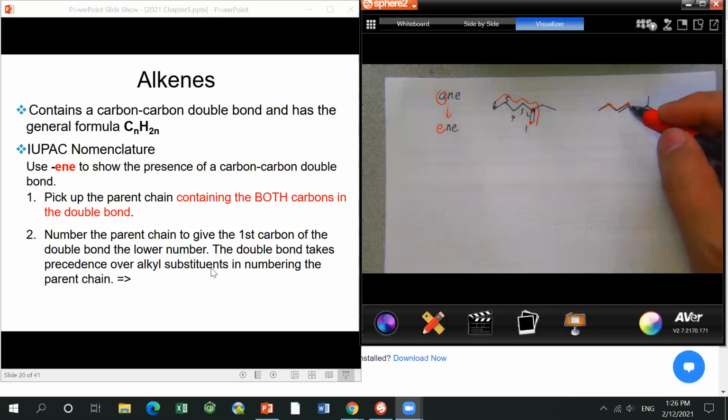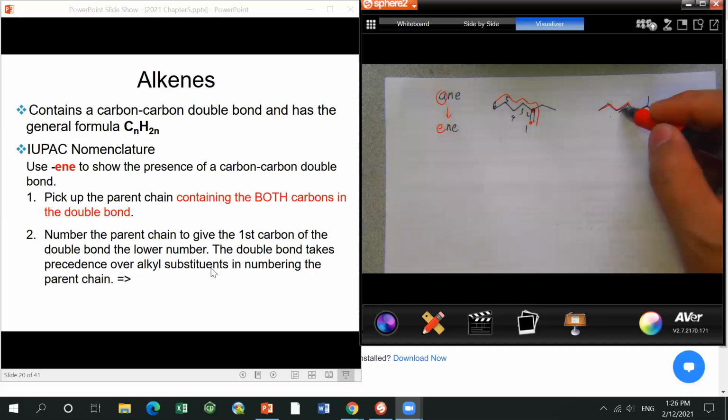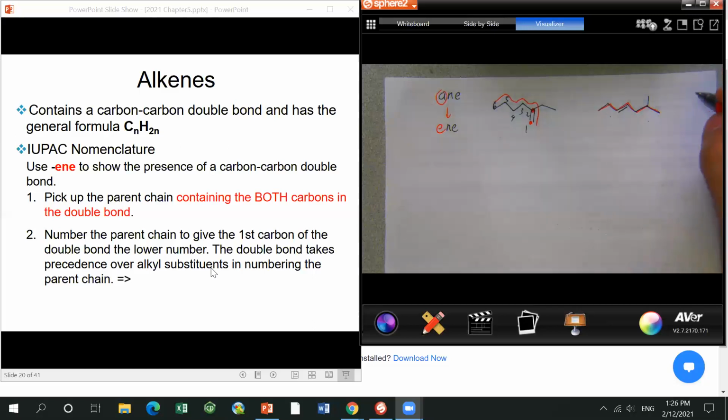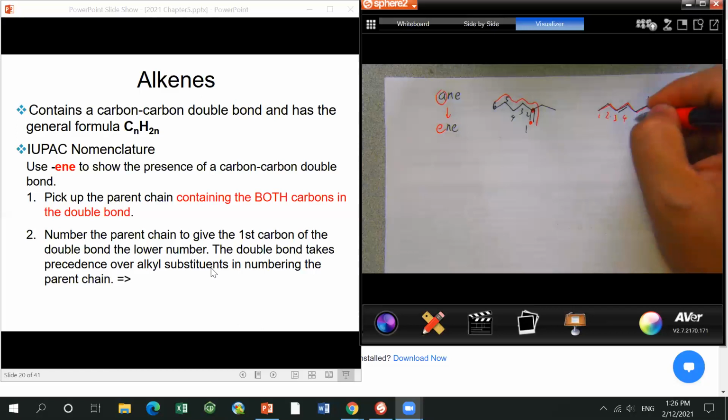But if you number it from left to right, we put the CC double bond onto the third carbon. Although the CC double bond is 2 bonds away from the left end, the CC double bond has higher priority than the alkyl group. So we try our best to give the CC double bond the lower number, although the methyl group is only 1 bond away from the right end. Try to give the double bond the lower number, because the double bond has higher priority than the methyl group. So that's what we do here: 1, 2, 3, 4, 5, 6, 7. That's how we number it.